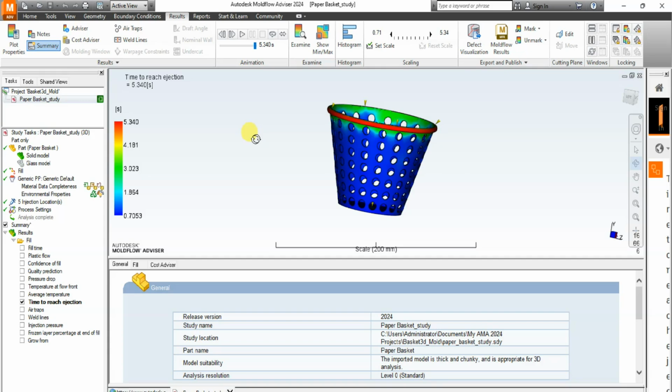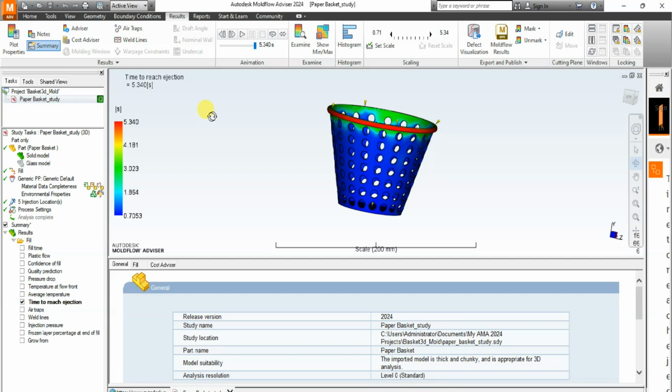So now what we should take note of is this. We're talking about the time to reach ejection temperature. This result indicates the amount of time that it takes to reach the ejection temperature, which is measured from the start of fill, as you can see in the animation that we're using here. For this case, this is in seconds, so we have from 0.7053 all the way to 5.34. So that's that.